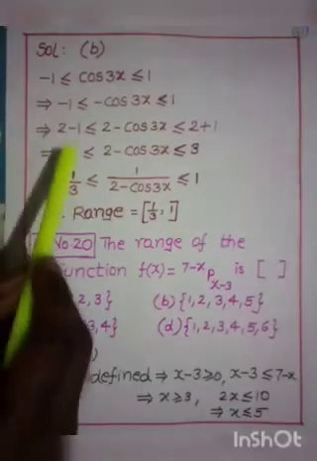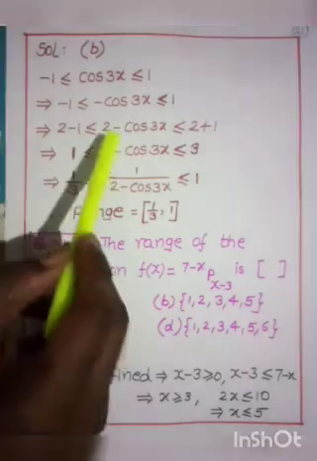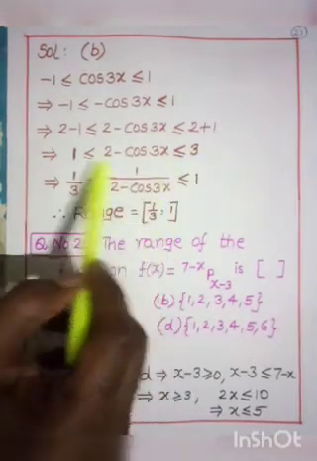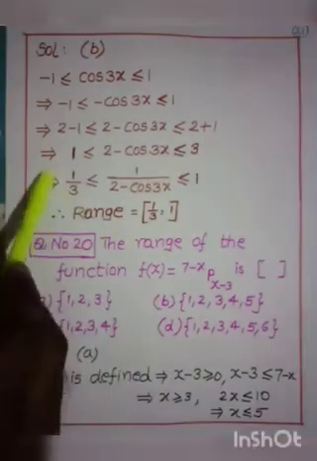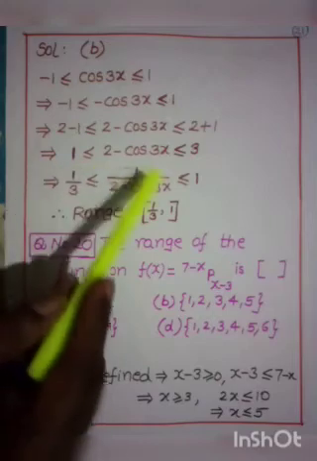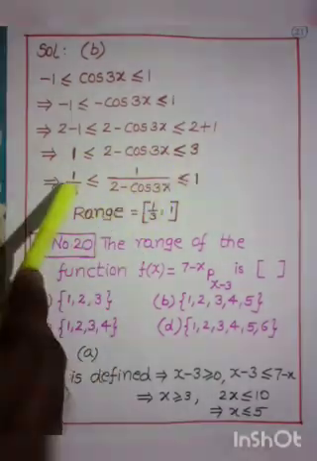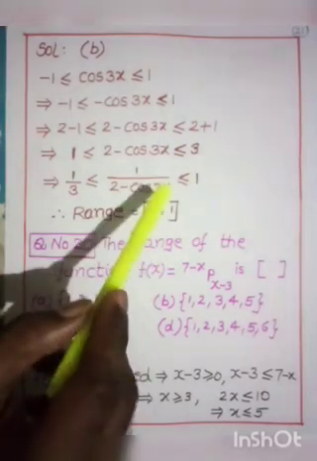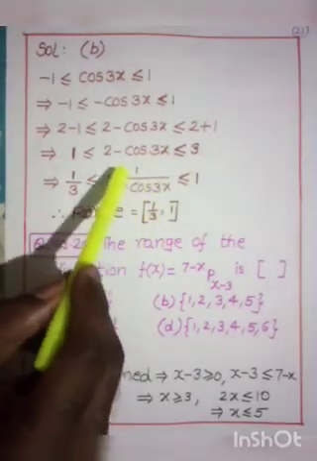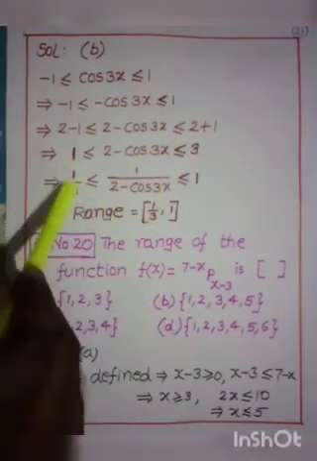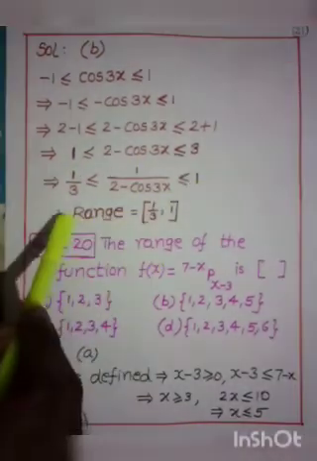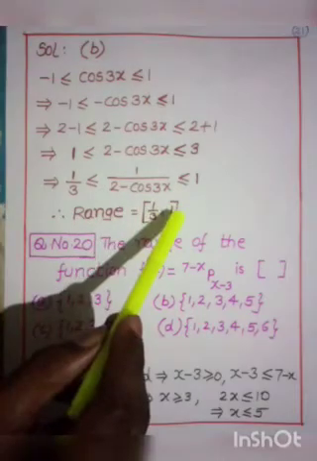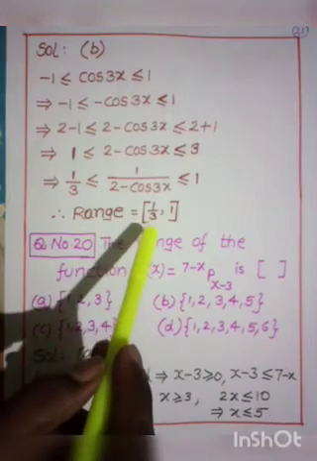Right. This implies 2 minus 1, that is 1, less than or equal to, we write this function as it is, less than or equal to 2 plus 1, that is 3. Understood this step, my dear children? Right. This implies we take its reciprocal. Then 1 by 3 less than or equal to 1 by 2 minus cos 3x less than or equal to 1. That means the value of this function lies between 1 by 3 comma 1. Therefore, we can say that the range of the function is closed interval 1 by 3 comma 1. Understood, my dear children? Right.